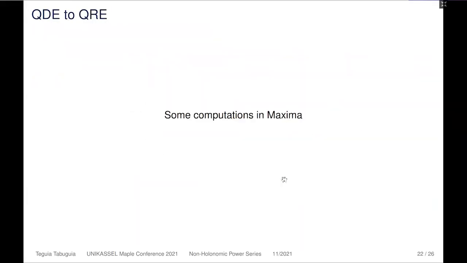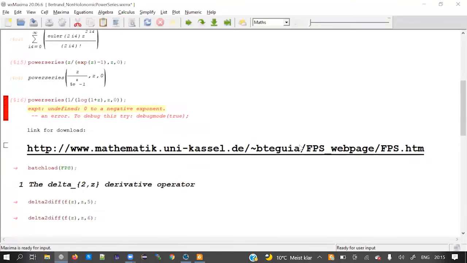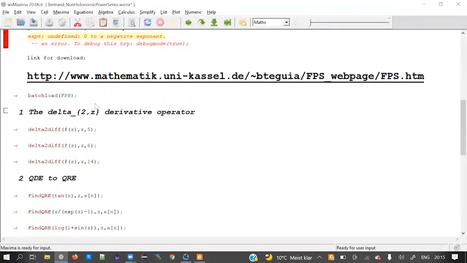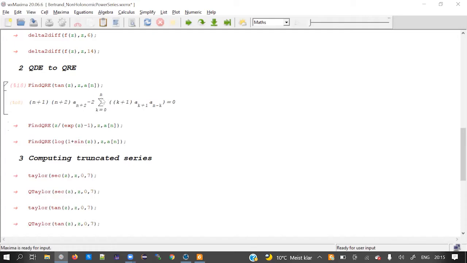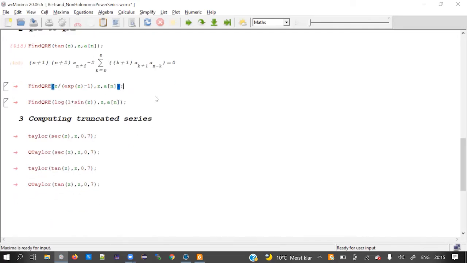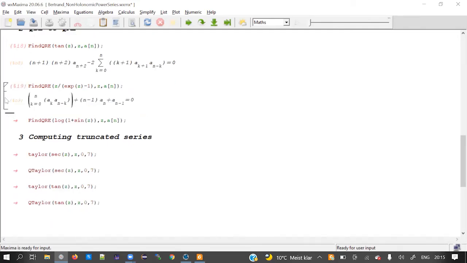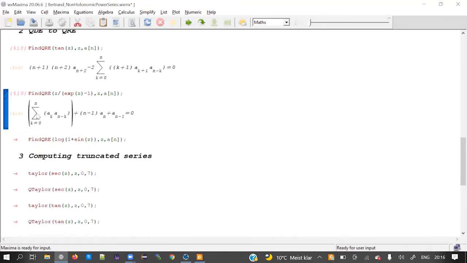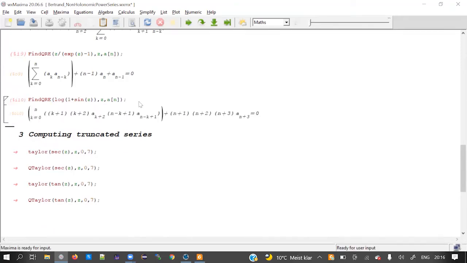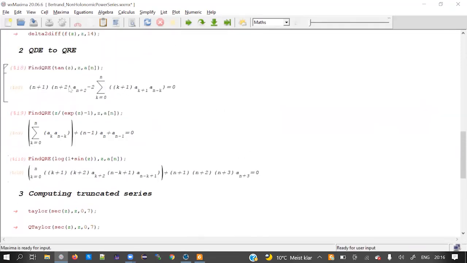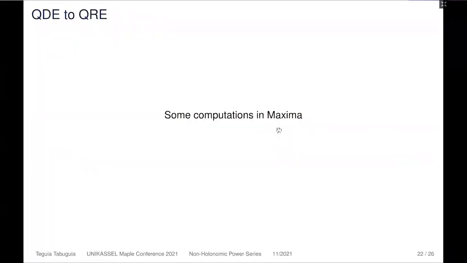Let's see, for example, computations with Maxima. Our codes can also be downloaded from the same web page. We have Maple and Maxima versions of our implementation. If you find the recurrence equation for tangent, here is what we got, and you see you can't avoid the summation here. This means that there is a product of derivatives. Sometimes Maxima does not display the summation symbol. This is for the generating function of the Bernoulli numbers. This is for log of 1 plus sine z. So as you can see, we can compute recurrence equations for all these expressions.